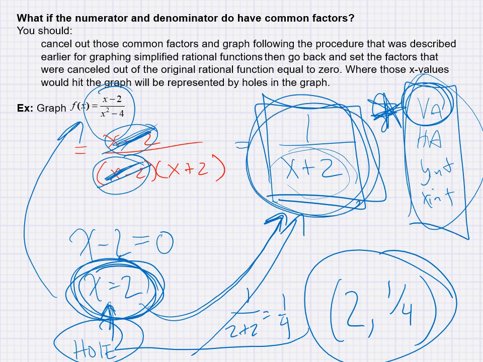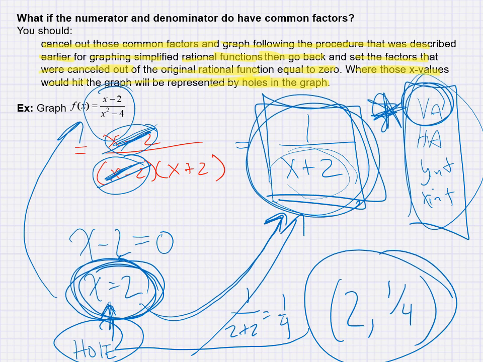That's the additional component that we didn't have to deal with in the previous examples because they didn't have any common factors to start with. But if you do have a common factor, that's what you do. So you're going to cancel out the common factors, graph following the procedure that was described earlier, right? Do everything else with the simplified rational function. Then you're going to set the factor that you canceled out, or factors you canceled out, from the original rational function equal to 0. What x values you get out of that will be the holes in the graph.